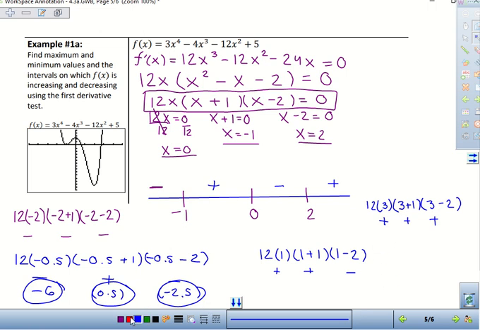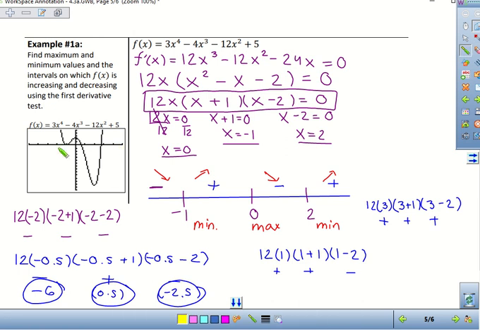So the whole point of this is now we can determine if these values are maxes, mins, or neither. From here we go negative slope to positive slope. So is this a minimum or a maximum? A minimum. From here we go positive to negative, which means that 0 is a maximum. And then here we go negative to positive, which means 2 is a minimum.